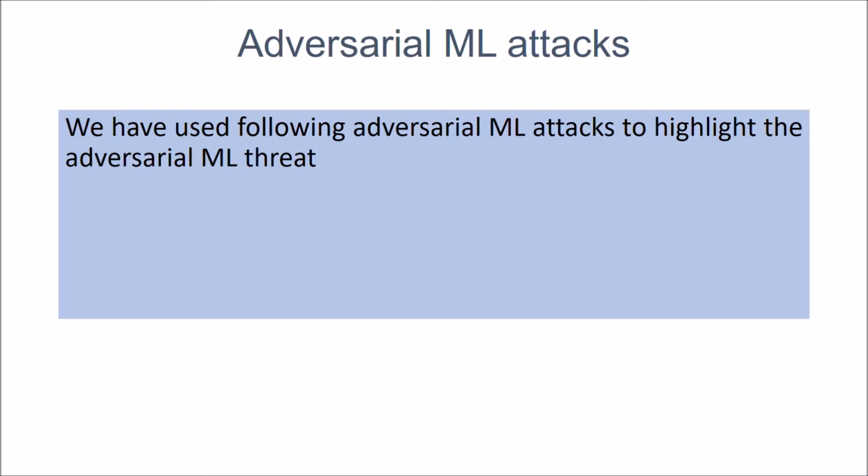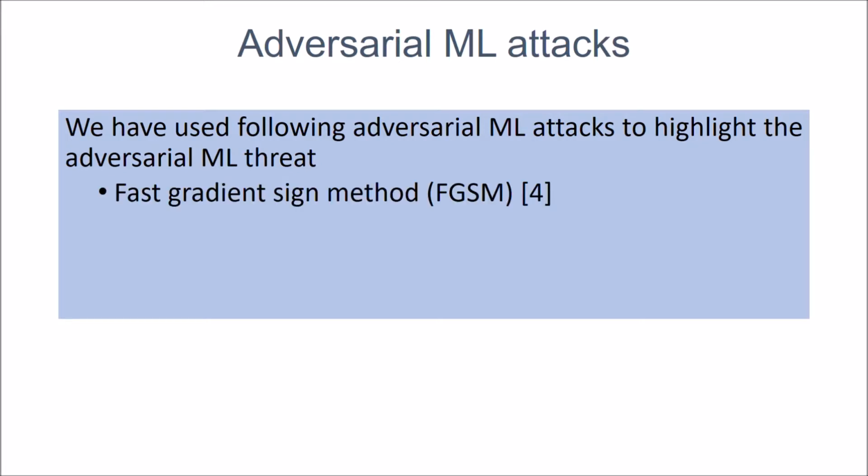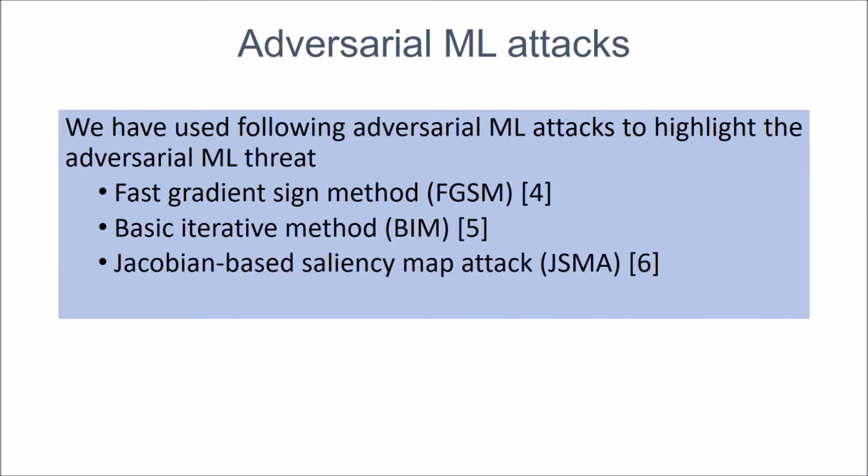Now we talk about the adversarial attacks that we have performed on the particular classifier. First we have performed the fast gradient sign method, then the basic iterative method, and finally the Jacobian based saliency map attack method.